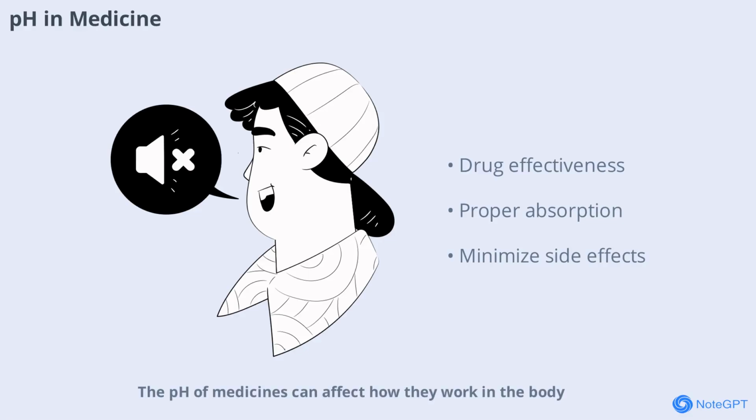pH of medicines can affect how they work in the body. Some drugs are designed to dissolve at certain pH levels, ensuring they reach the right part of the digestive system. Pharmacists and doctors consider pH when prescribing and formulating medications. This helps maximize effectiveness and minimize side effects.